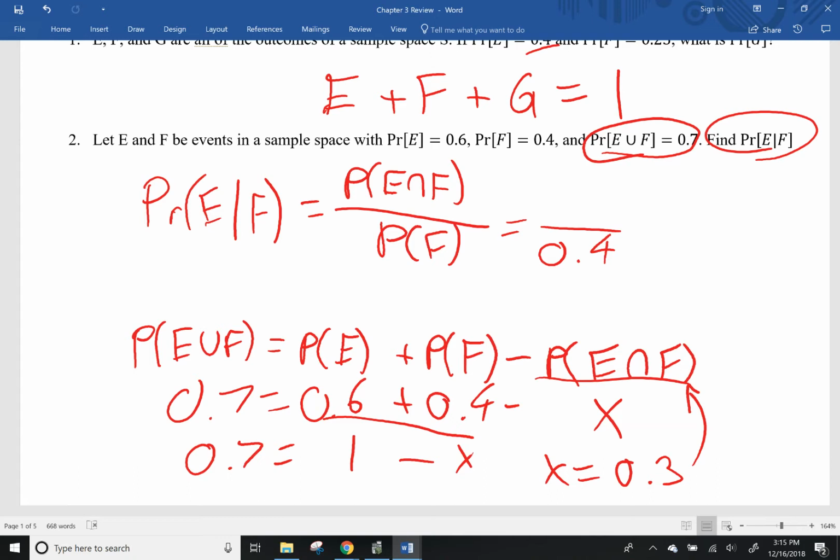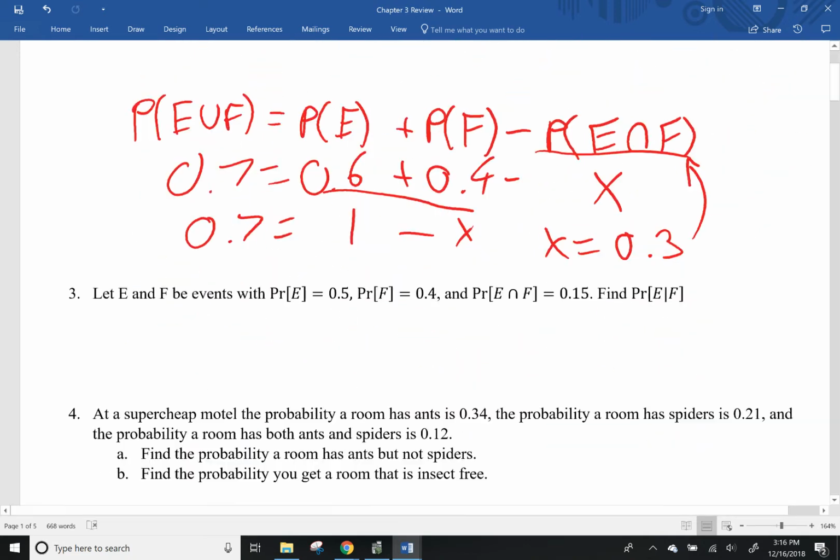Putting that back in the problem, the intersection being 0.3 is my numerator. So this ultimately ends up being 3/4, or you might say 0.75. Either answer works as long as you understand they're both the same.